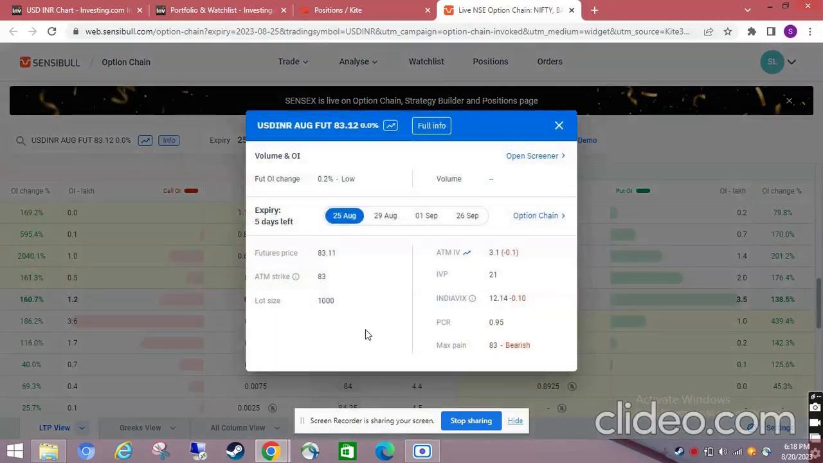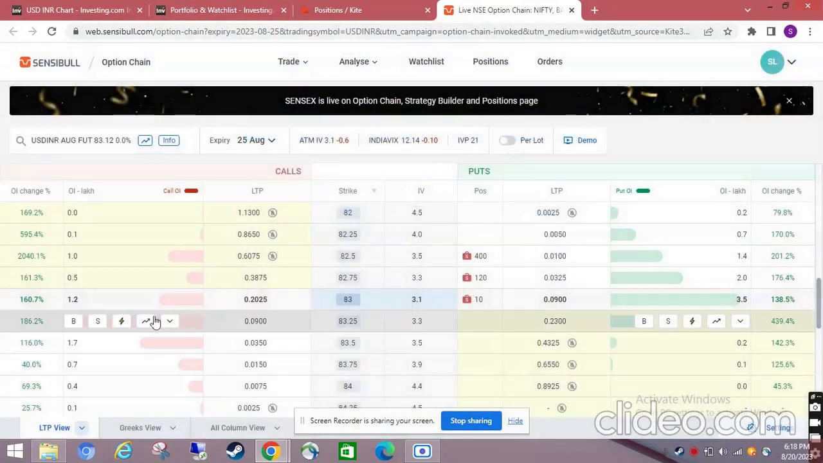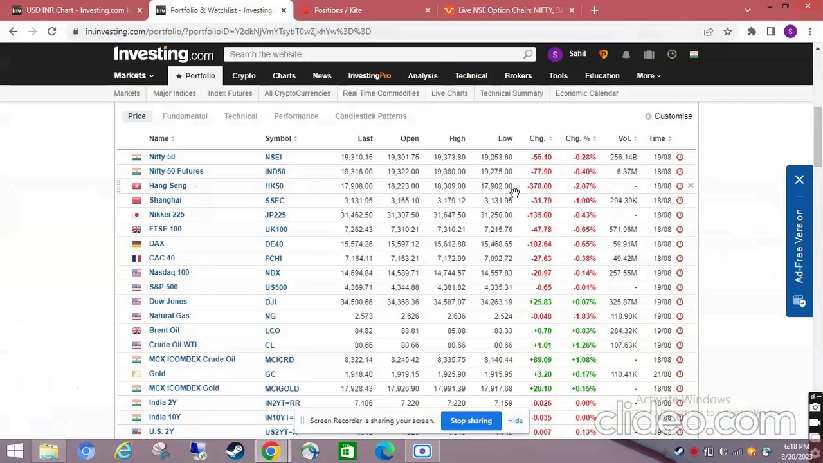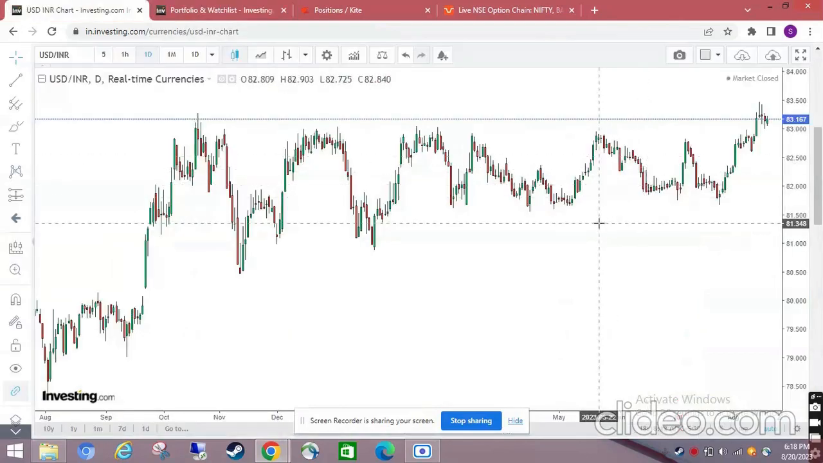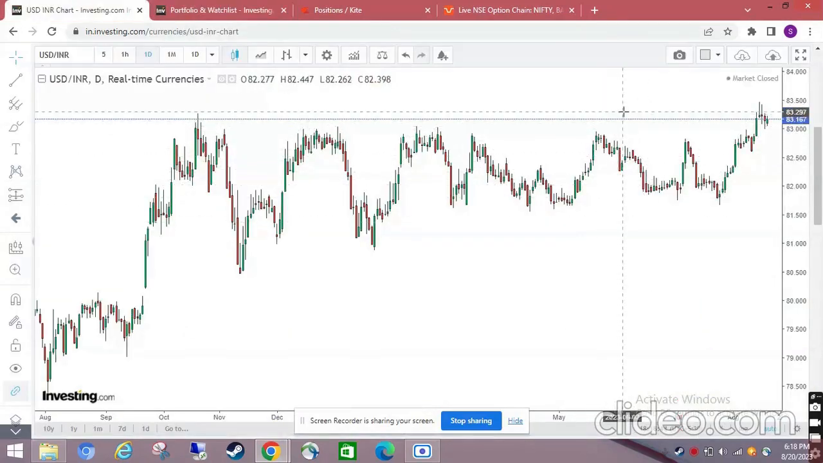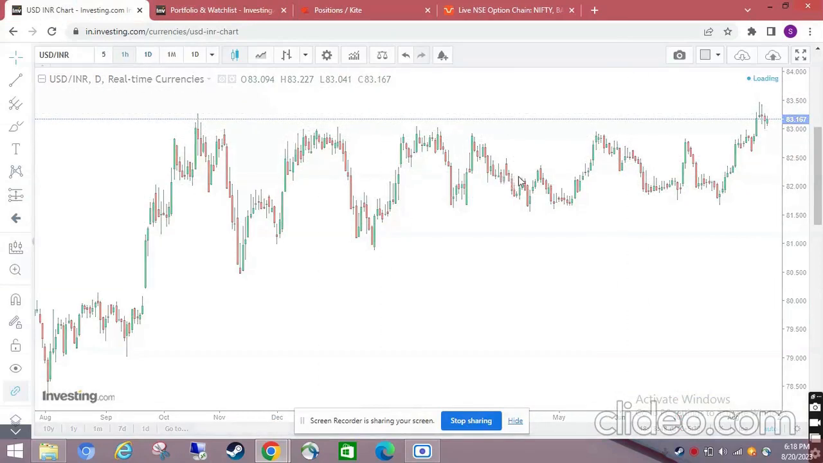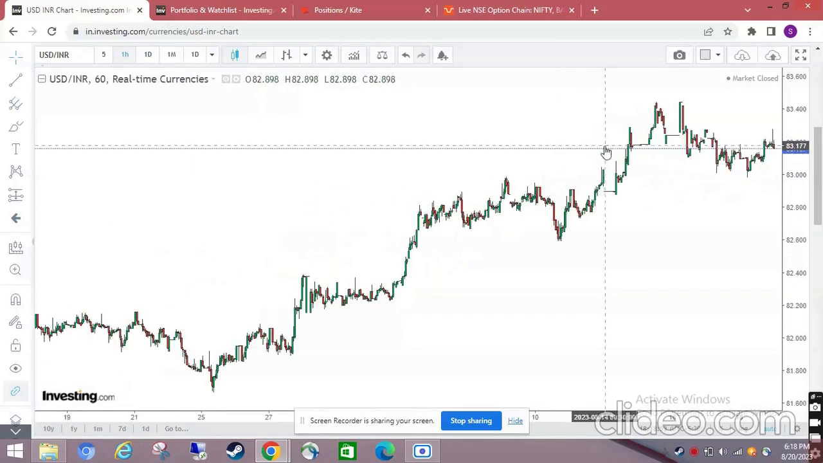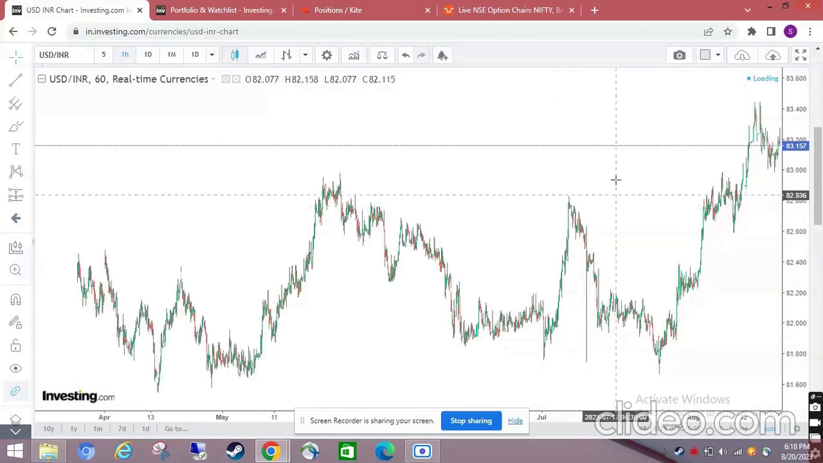The total max pain is 83. Again, I think people, because if you do see, 83.25 has the max call writing, and 83 has the maximum put writing. People are expecting it to hover between 83 and 83.25, between this and this level. If you go a little bit lower, you can see that. So this is the area and this is the area. Between this area, people are expecting the same thing, because 83 is anyway the main resistance area.